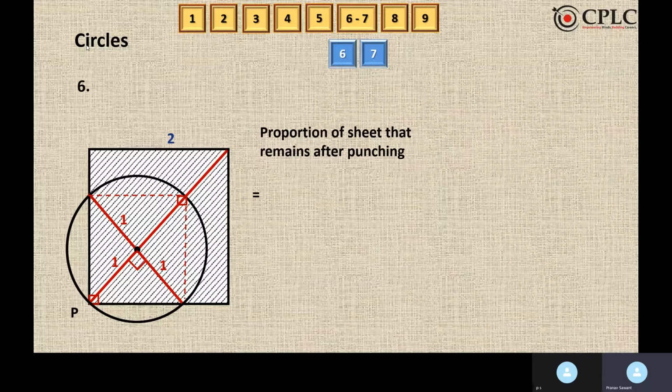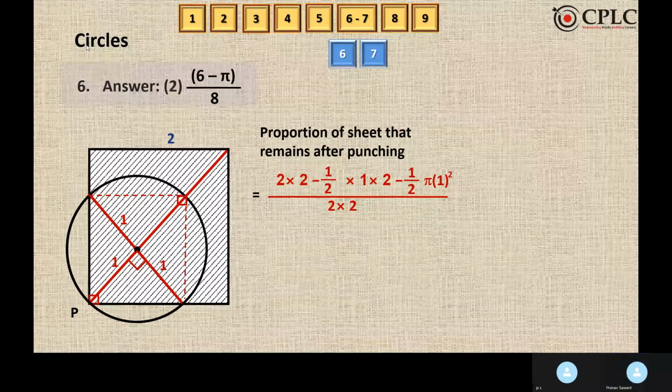So proportion of the sheet that remains after punching is equal to 2 into 2 minus 1 by 2 into 1 into 2 minus 1 by 2 pi r square. 1 by 2 pi r square is the area of the circle, upon 2 into 2. 2 into 2 is area of the square. So after solving this, we'll get the answer as (6 minus pi) upon 8.